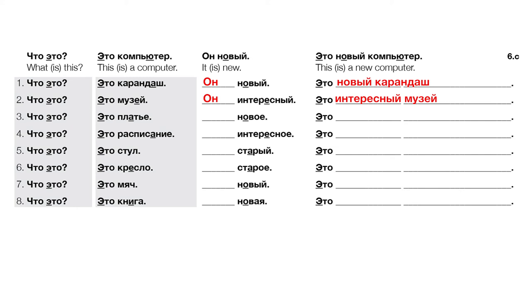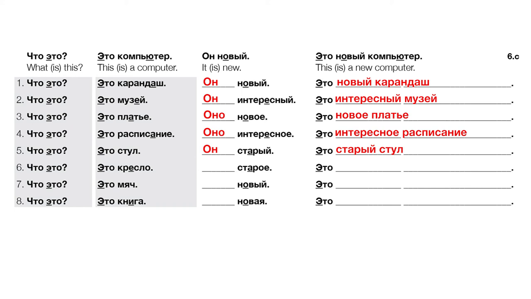Three. Что это? Это платье. Оно новое. Это новое платье. Четыре. Four. Что это? Это расписание. Schedule. Оно интересное. Это интересное расписание. Пять. Five. Что это? Это стул. Он старый. Это старый стул. Шесть. Что это? Это кресло.